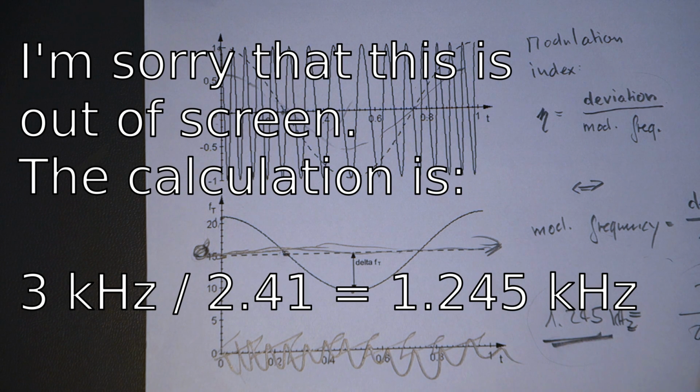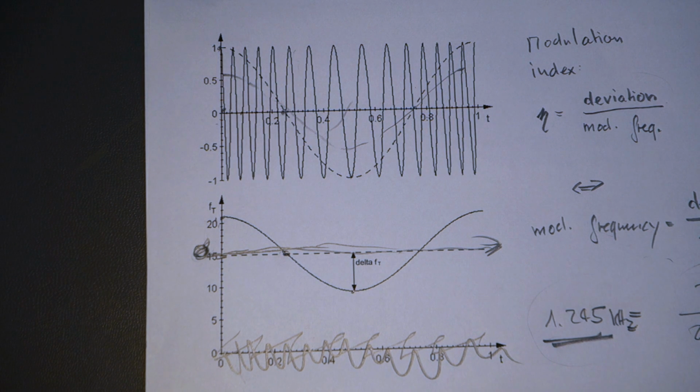So to summarize, what I did is I wanted to have a signal with a deviation of 3 kilohertz. So I set a modulation frequency of 1.245 kilohertz, because I know that with these two values, I'll get a modulation index of 2.41, and that means that I should have a 0 crossing there. And I can fiddle with the amplitude, that is with the deviation indirectly, until that happens, and then I know that I have a signal with a peak deviation of 3 kilohertz.